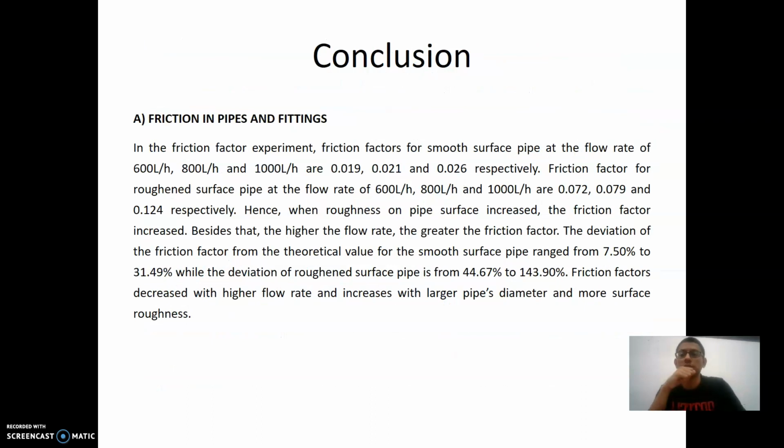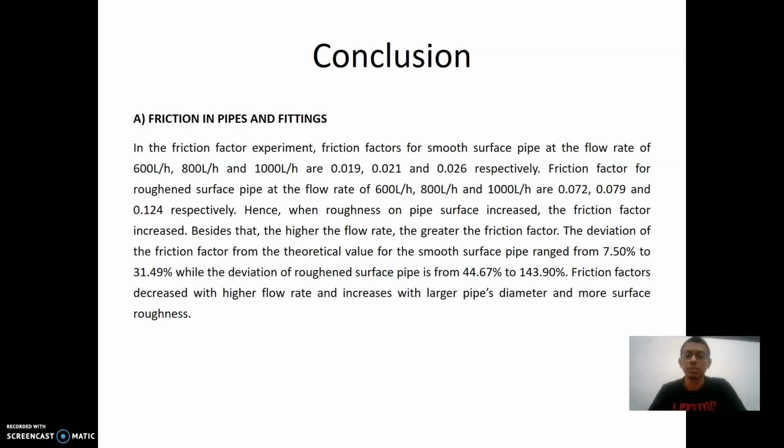Okay, as a conclusion, in the friction factor experiment, the friction factor was most accurate at flow rates of 600 liters per hour and 1000 liters per hour, at 0.019, 0.021 and 0.023. The friction factor for the rough pipe at a flow rate of 600 liters per hour is 0.072, 0.79, 0.124. Then as the flow rate increases, the friction factor decreases. The higher the flow rate, the smaller the friction factor.